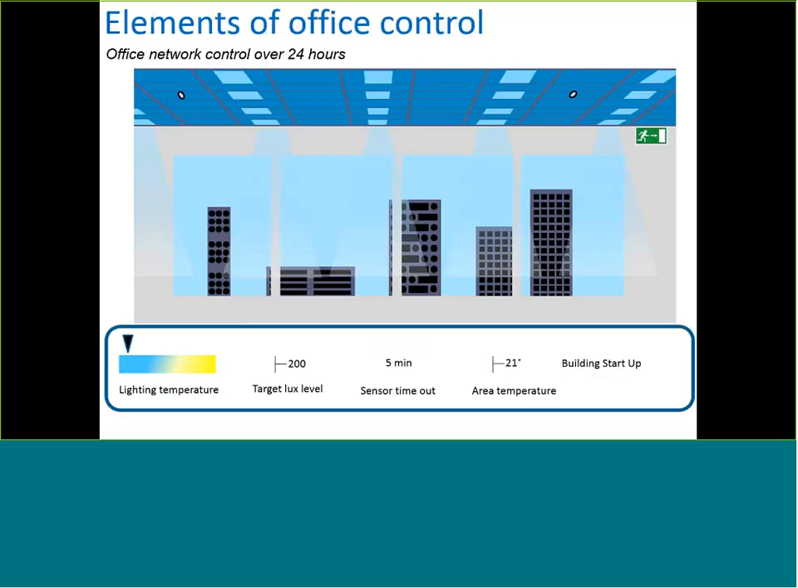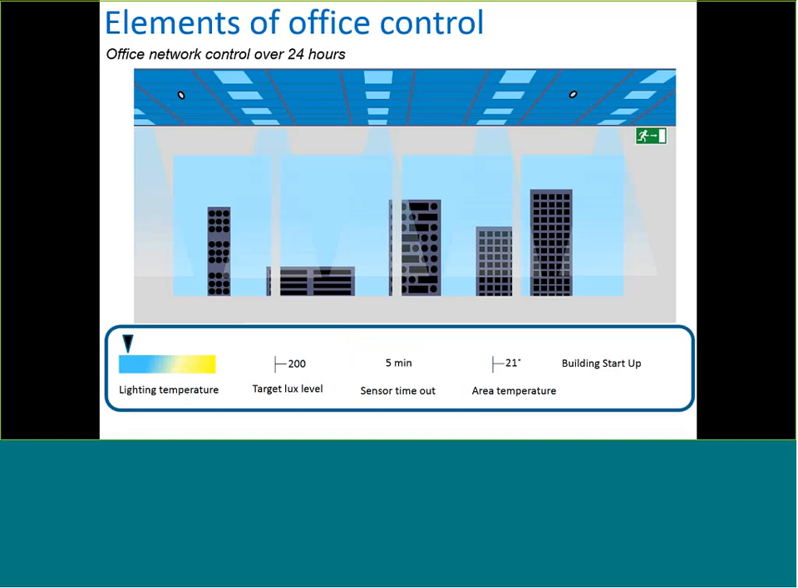With this dashboard, we're looking at an overview of an office floor layout. So we can see across the bottom the different variables that are happening within the office. We have light temperature, a target lux level, the current sensor timeout, the area temperature through integration with an HVAC system, as well as the current lighting control system mode.